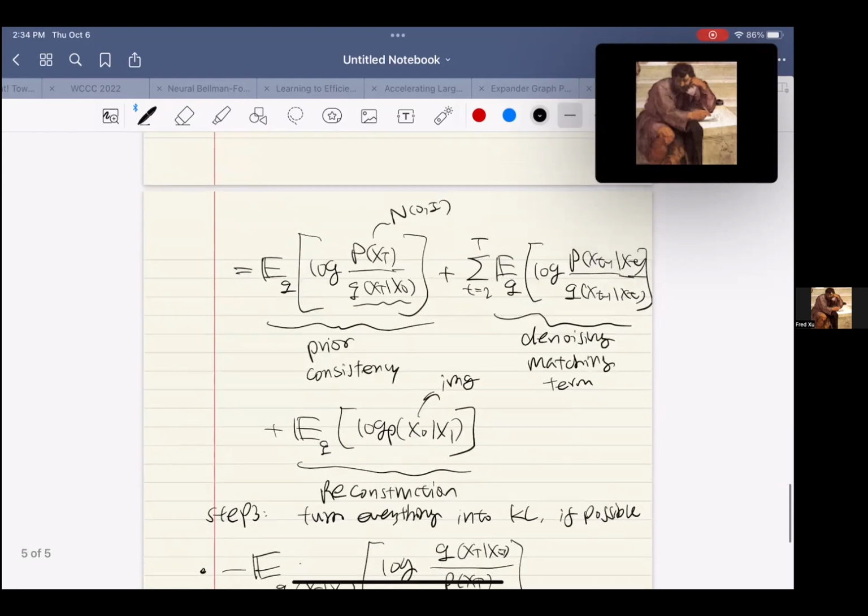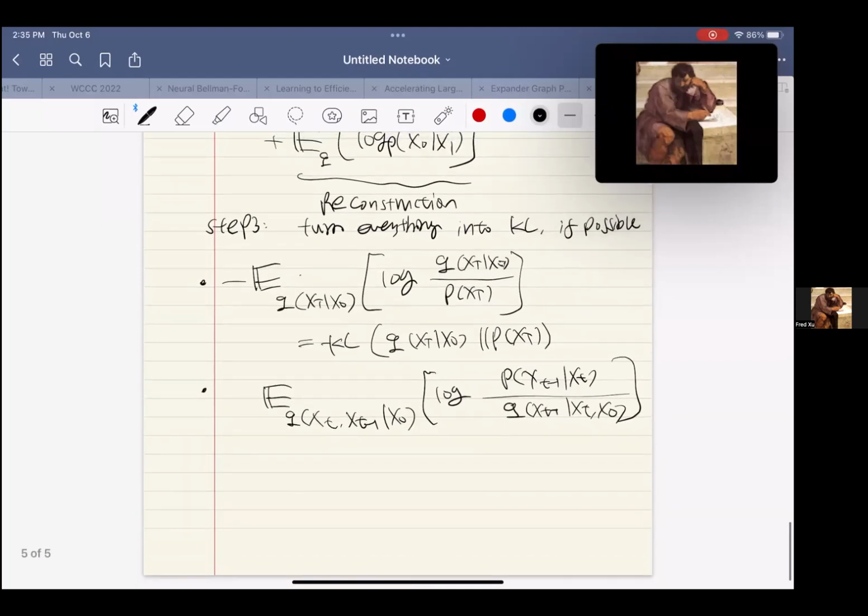It's probably here, I guess. Just try to make it consistent. There's x0 here. So we can look at the relationship between these two, and it's very easy. We can write it simply as xt conditional on x0. Then we have, oh no, sorry, we have the KL divergence of q of xt given x0.